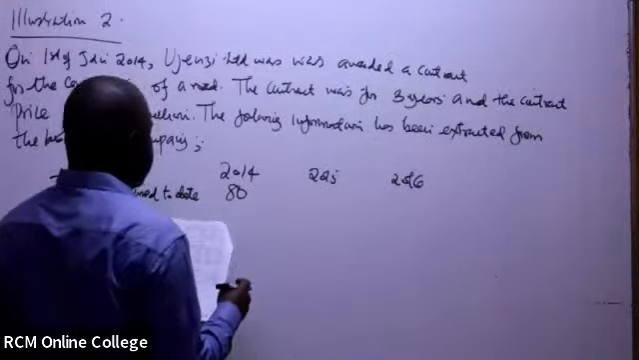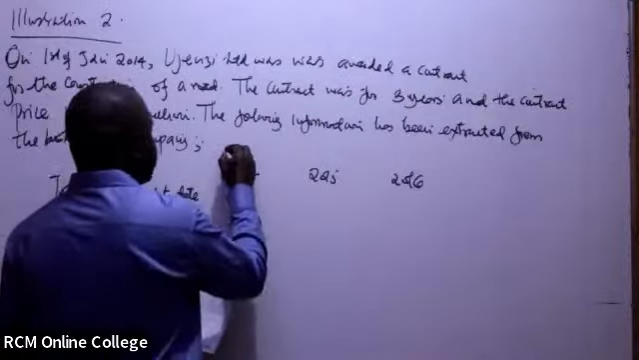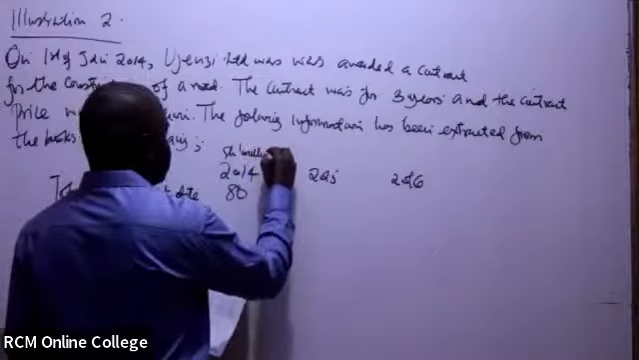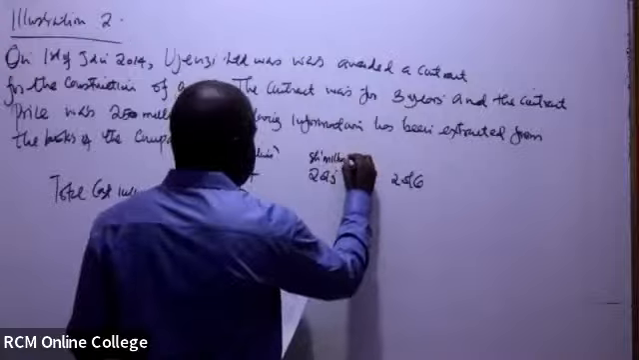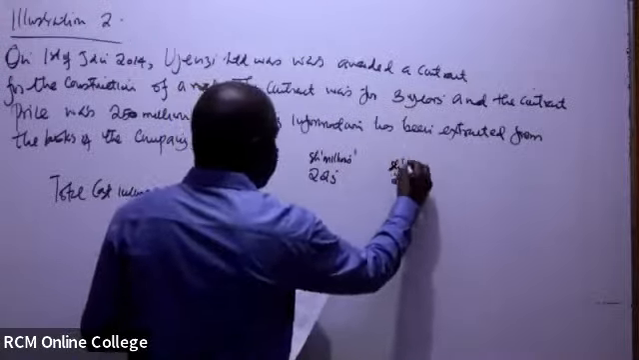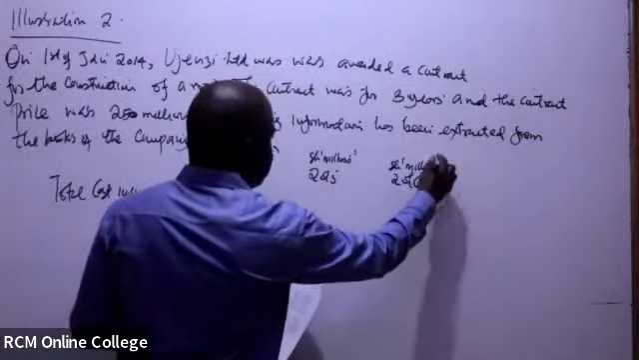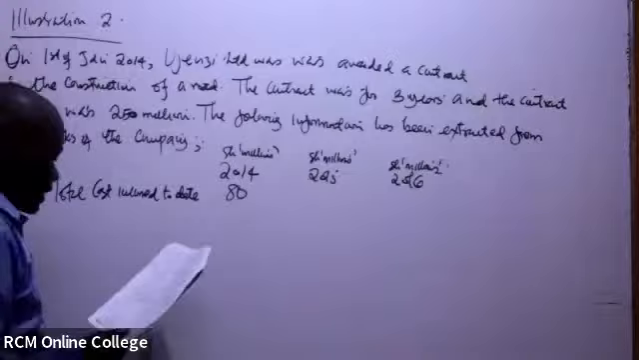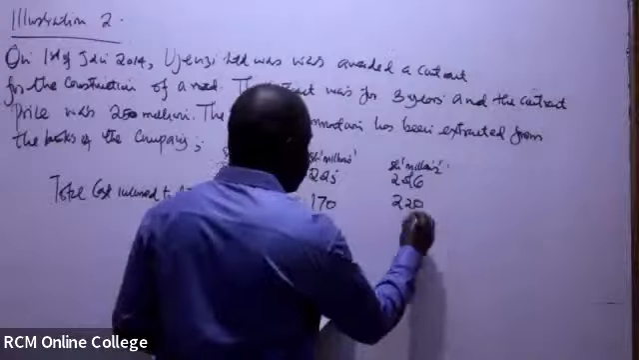The figures are actually in millions, so you can say shillings in millions. So for this particular cost, it was actually 80, then 170, then 220.